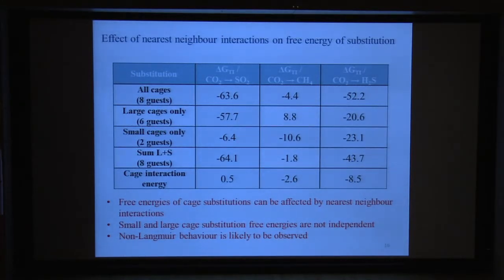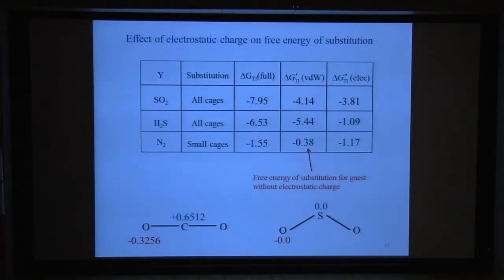The small and large cages do not act independently, but rather the value of the free energy of substitution depends on what's in the other cages in the hydrate. And so because of this, we may see some non-Langmuir behavior when we're looking at the substitutions. And finally, we can do other interesting simulations. For example, we can try to substitute the CO2 with a hypothetical SO2 molecule which has no charge to see what the relative contribution of the size of the molecule is to the free energy and what the contribution of the electrostatic energy is to the free energy.